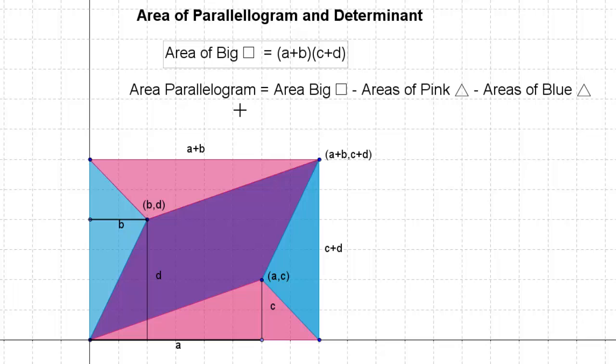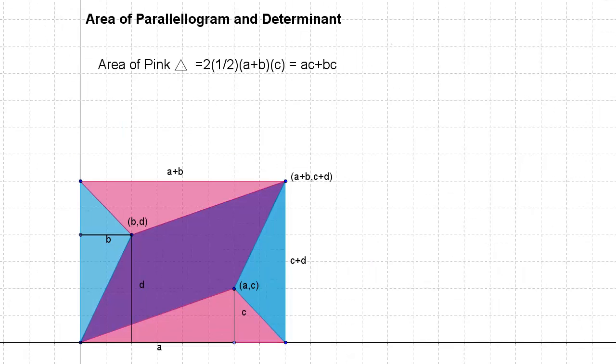So thus the area of the parallelogram, the purple area, is equal to the area of the big rectangle, which we've already established is A plus B times C plus D, minus the areas of the pink triangles, minus the areas of the blue triangles. What we have left over will be the area of the parallelogram. So let's start out by finding the areas of those parts so that we can subtract them out.